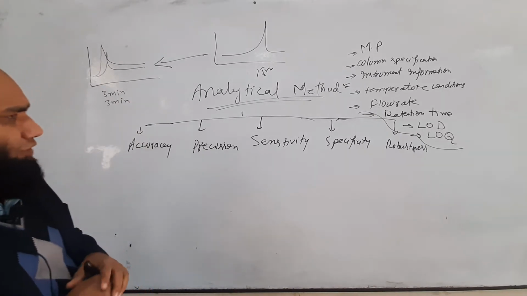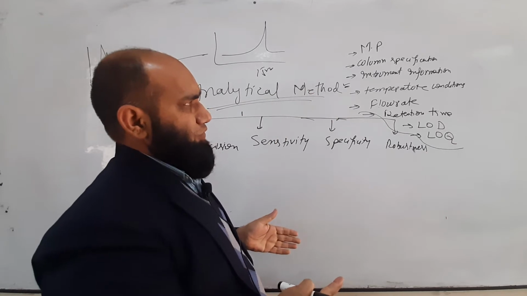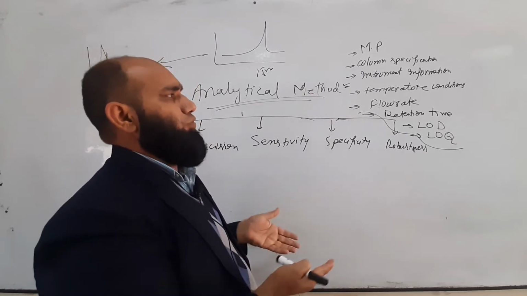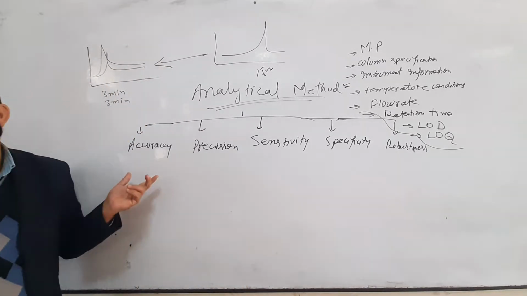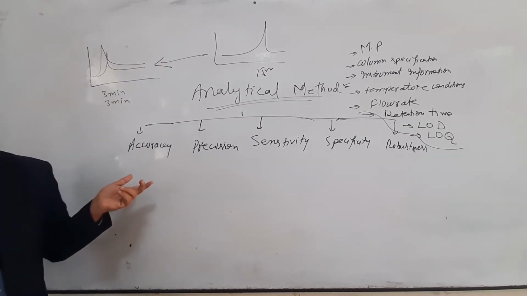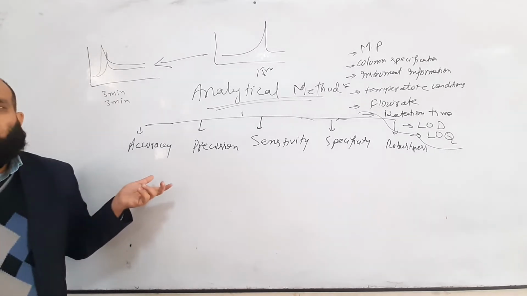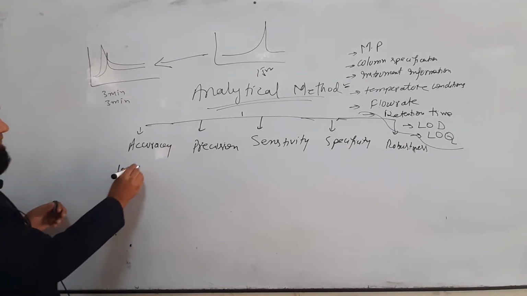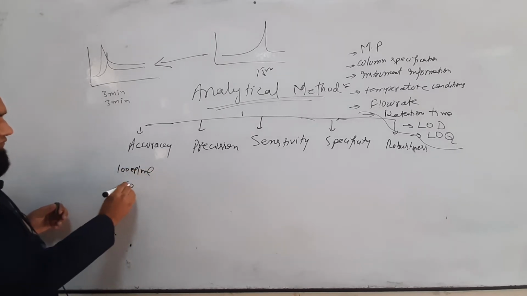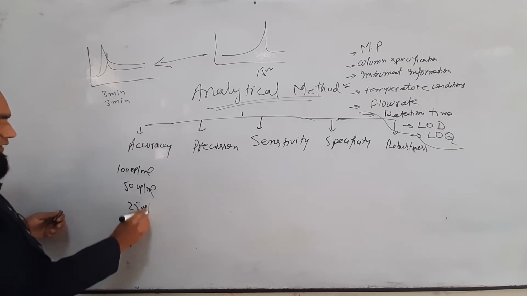Okay, now come towards our point. Say we have considered all these things: the mobile phase specification and instrument, temperature conditions, flow rate, retention time, LOD, LOQ. Then we will move towards the accuracy of the method. To check whether our method is accurate or not, we will have to make some different concentrations, some dilutions. For example, we will make 100 microgram per ml concentration of the drug, 50 microgram per ml, then 25 microgram per ml, then 12.5 microgram per ml.